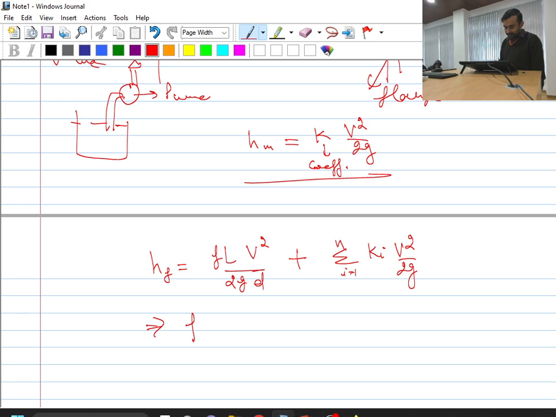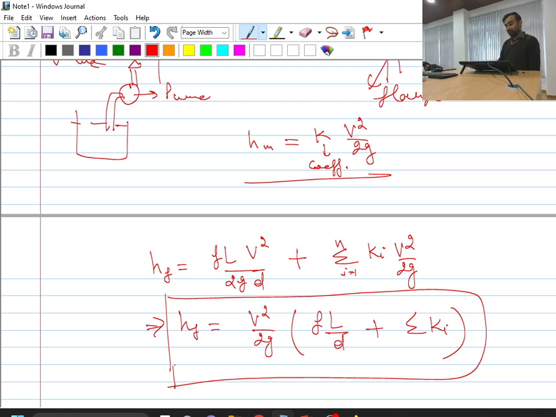So then I can write my HF, the generic formula for head loss in a pipe, to become V square by 2g times FL by D plus summation of Kn. So it means that till now whatever we have studied, that was for the fundamental understanding of what is happening in a pipe to the flow and how we can determine the friction factor. But whenever we have to go for the practical perspective, we have to consider all these minor losses also which are coming because of the pipe fittings. Okay, so this is the more generic formula.